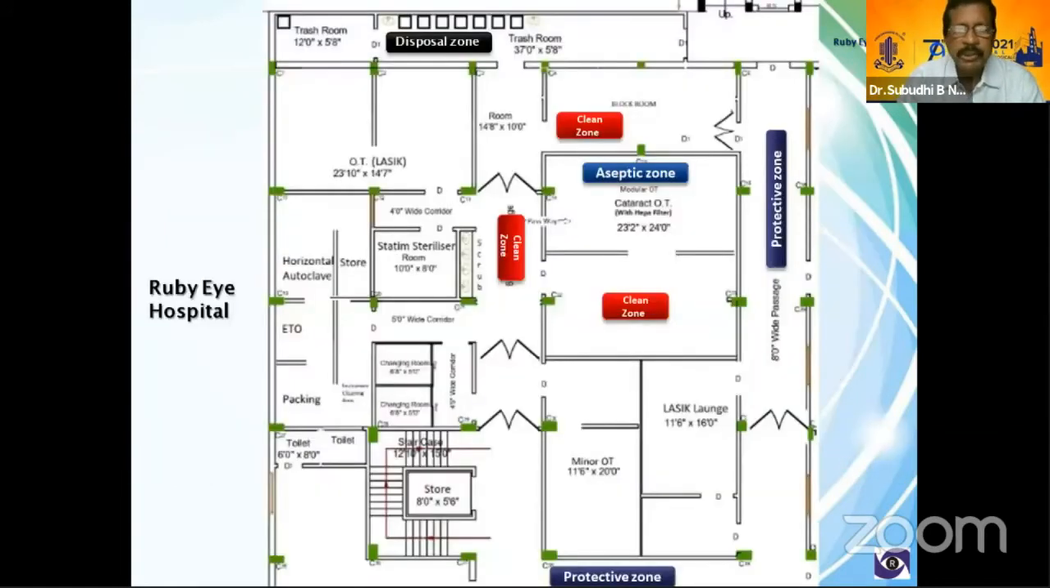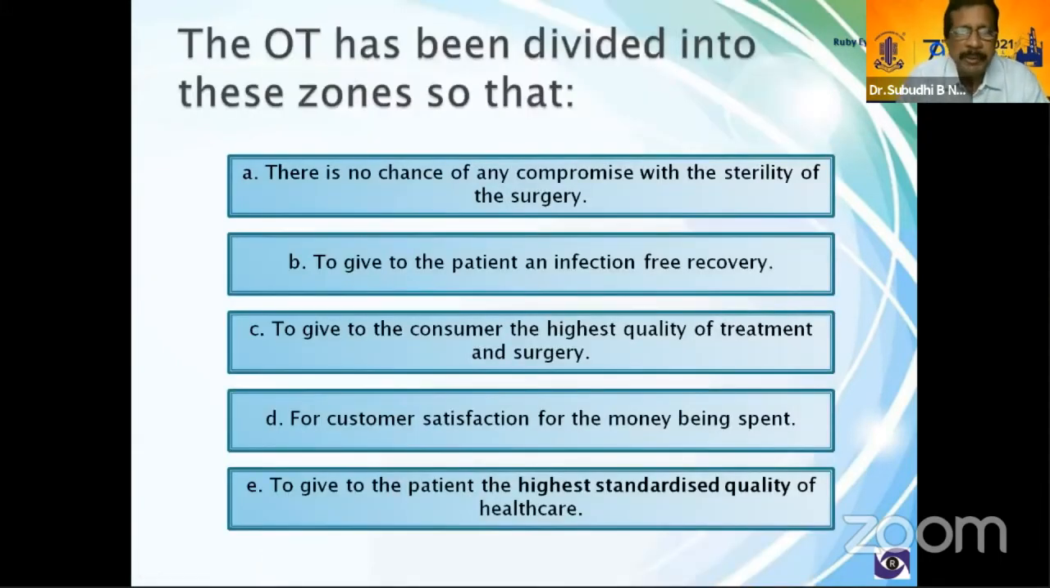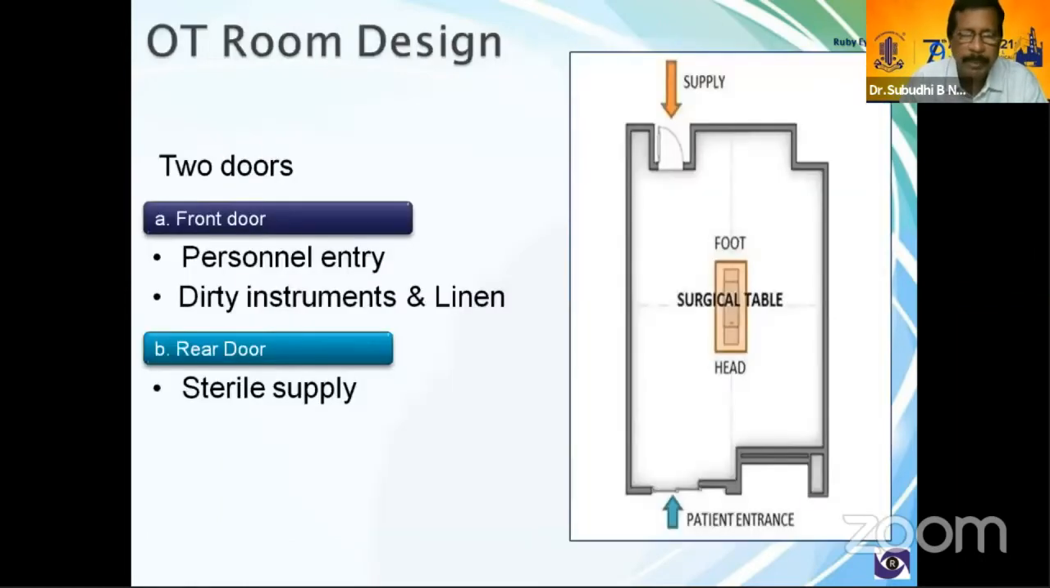So this is my hospital. I will say this is the protected zone where the patients can move, and this is the clean zone, a restricted zone, and this is our aseptic zone, and this is the disposal zone, completely out of the OT complex. The OT has been divided into these zones so that there is no chance of any compromise with the sterility of the surgery, to give the patient an infection-free recovery, to give the consumer the highest quality of treatment and surgery, for customer satisfaction for the money being spent, and to give the patient the highest standardized quality of healthcare.